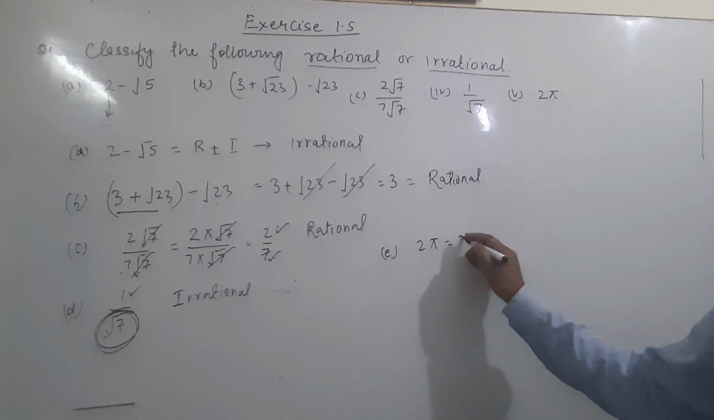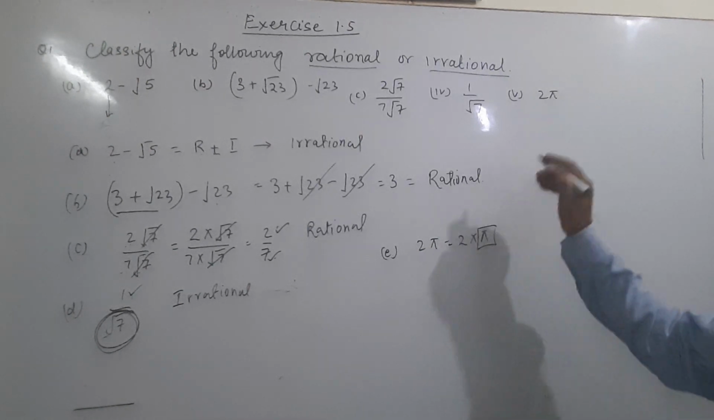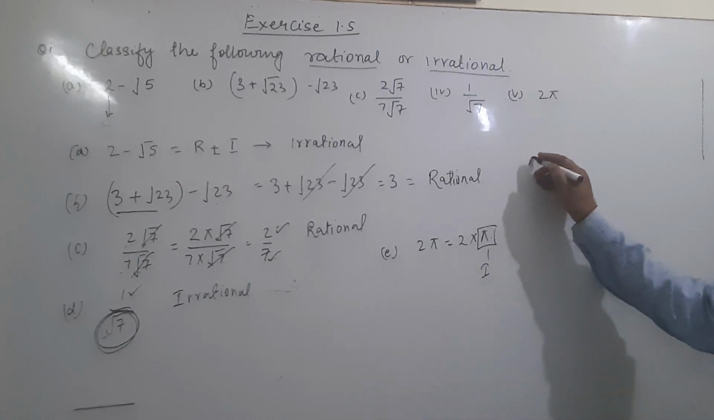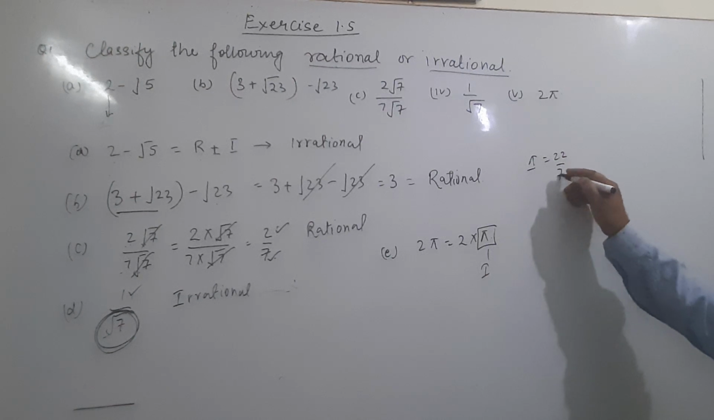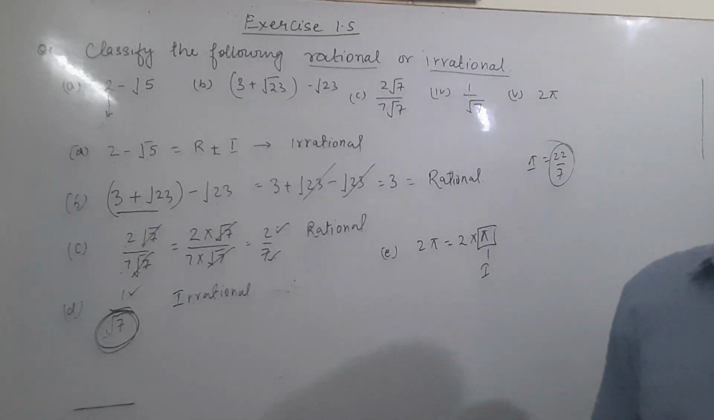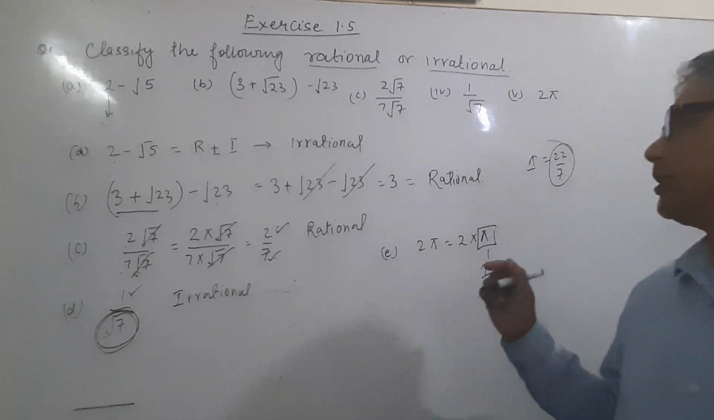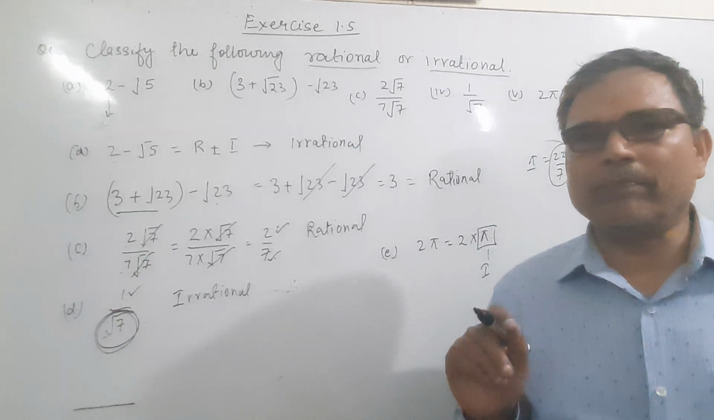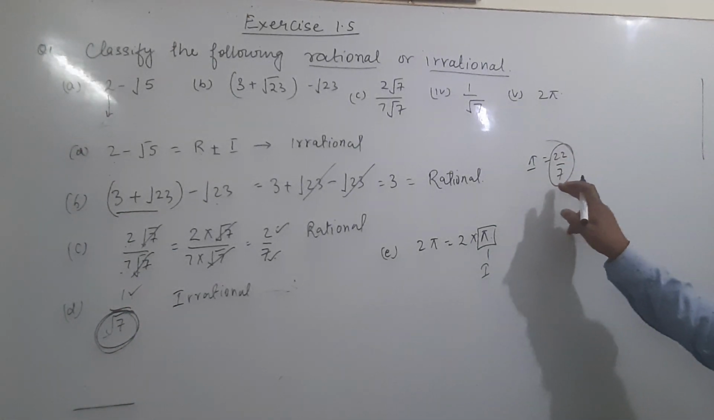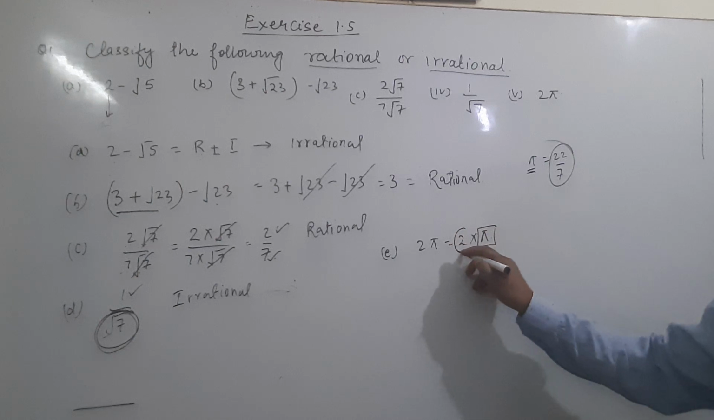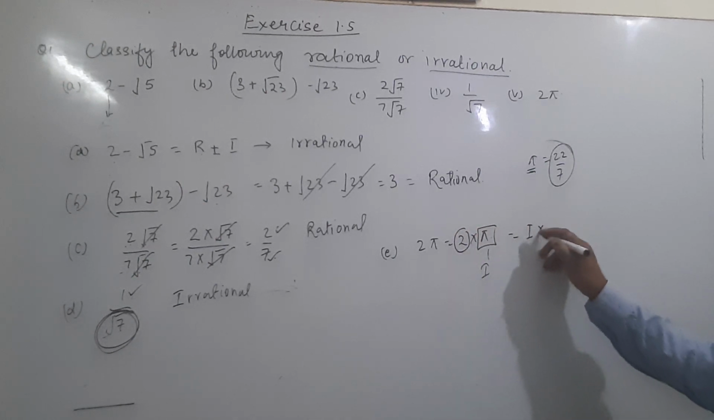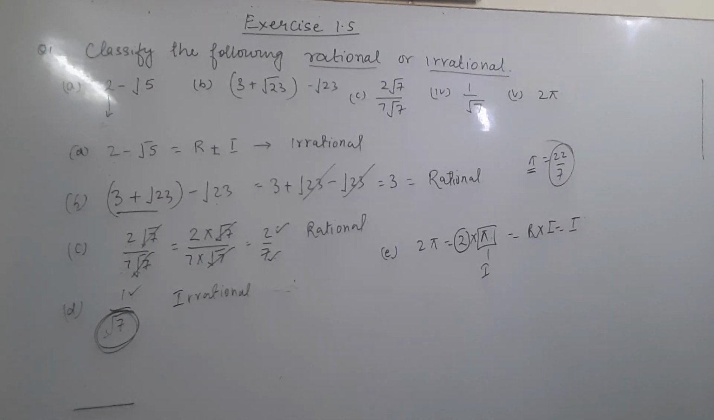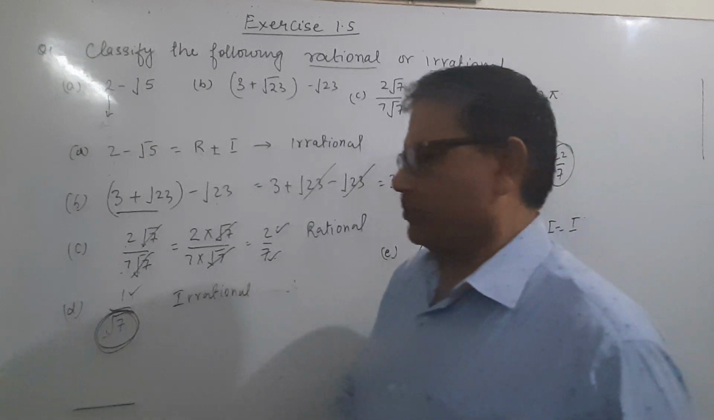And the last one is E. 2 pi. 2 pi means 2 into pi, and pi is irrational. Why is it irrational? Generally we take pi as 22 by 7, but I already explained 22 by 7. When we expand it, its decimal expansion is non-terminating, non-repeating. Therefore, it is an irrational number. Pi is irrational and 2 is rational. So rational multiplied by irrational is an irrational number. Now move to the next question.